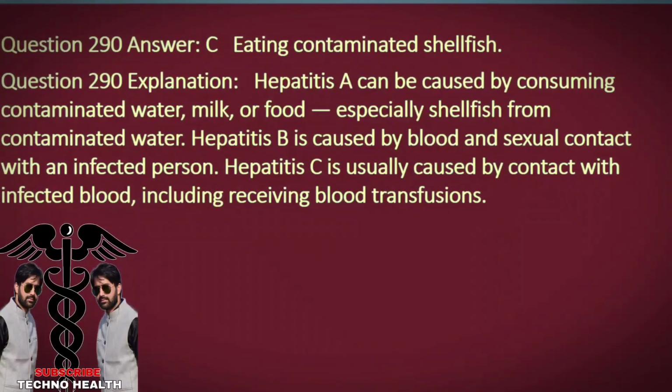Question 290. Explanation: Hepatitis A can be caused by consuming contaminated water, milk, or food, especially shellfish from contaminated water. Hepatitis B is caused by blood and sexual contact with an infected person. Hepatitis C is usually caused by contact with infected blood, including receiving blood transfusions.